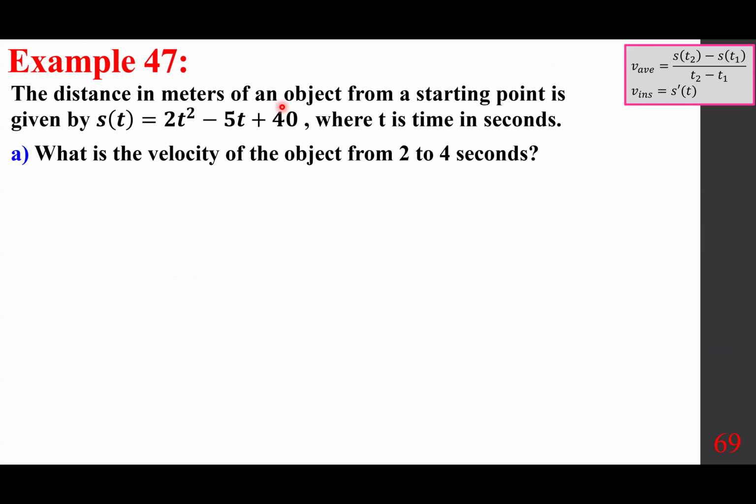The distance in meters of an object from a starting point is given by S of t equals 2t squared minus 5t plus 40, where t is time in seconds. What is the velocity of the object from 2 to 4 seconds?